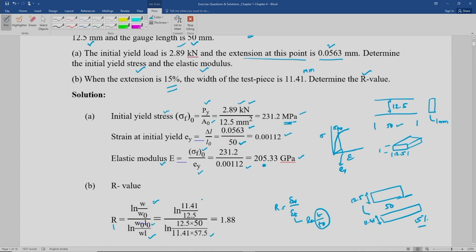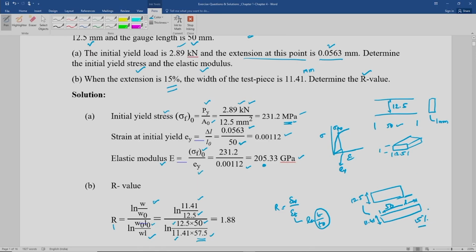So, W is given 11.41, initial W naught is given, that is 12.5, which is already noted here. L naught is gauge length 50, W is 11.41, and this length L, which L naught has become, you need to get. For that you have got 15%.